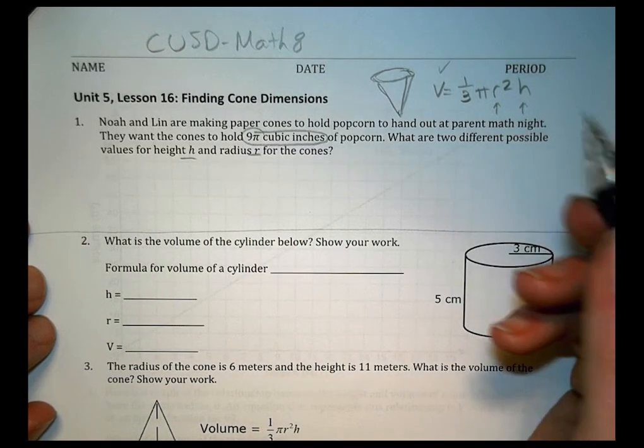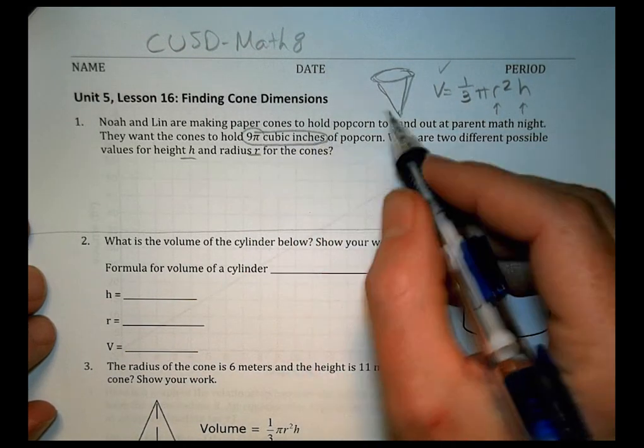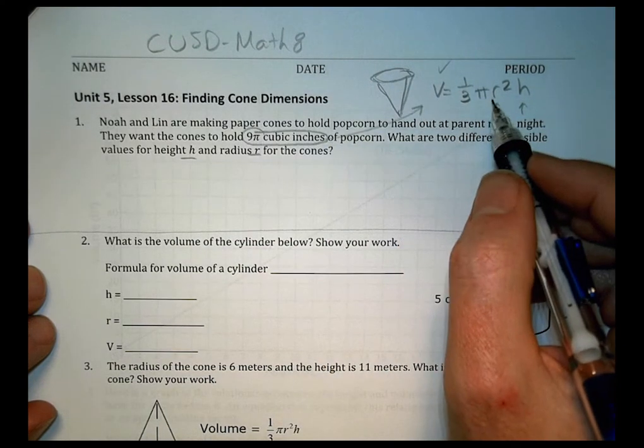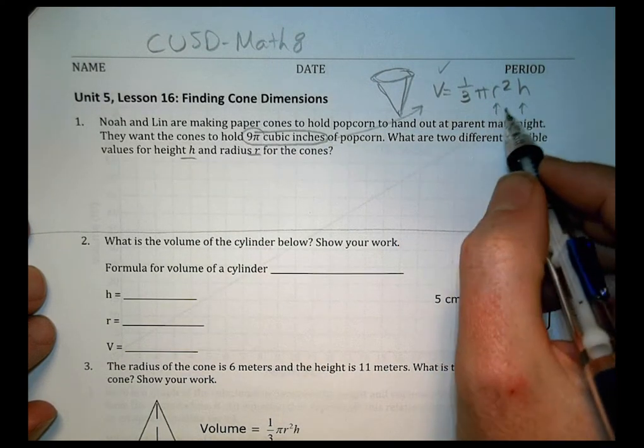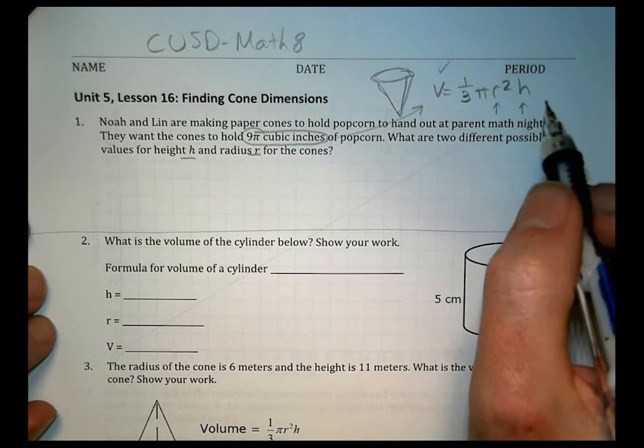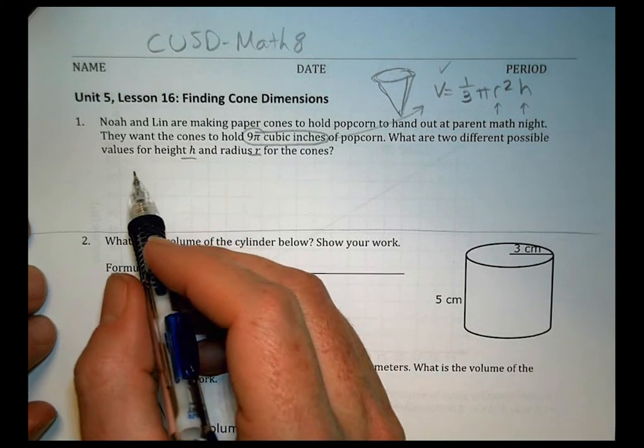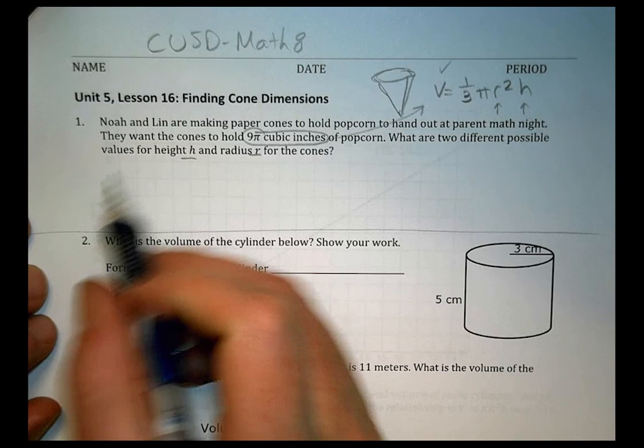So let's get a little creative here. If we know that our volume is going to be 9 pi, then what are some different ways you can get 9 pi by changing the radius or the height around? So just think that through a little bit. That's just a great problem for you to process.